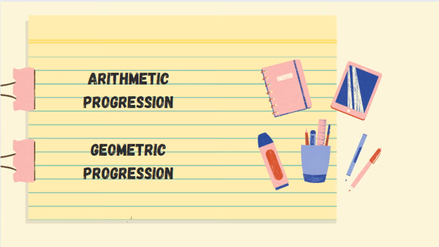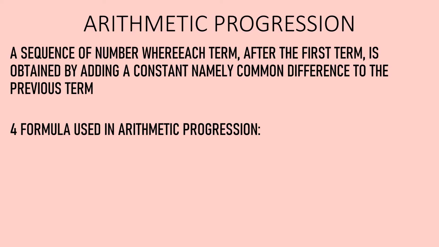Progression has two types, which are arithmetic and geometric. So let's start with arithmetic. An arithmetic progression is a sequence of numbers where each term after the first term is obtained by adding a constant, namely the common difference, to the previous term.